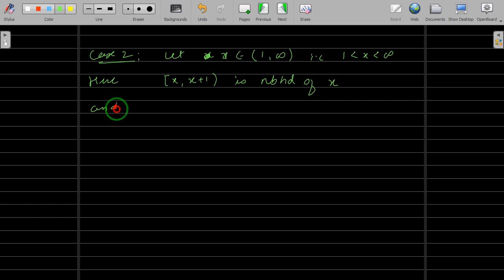When you take the intersection of [x, x+1) with the open interval (0, 1), this will be empty again, because here x is greater than 1. Even if you include x equal to 1, still your interval will start from 1, and here 1 is not there, so there is no problem. So we can modify this and write x belongs to the closed interval [1, infinity), that is, 1 less than or equal to x less than infinity.